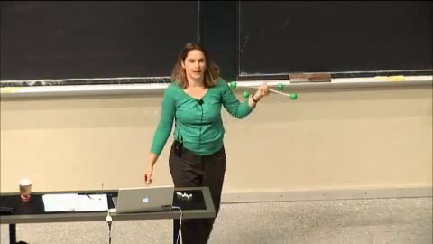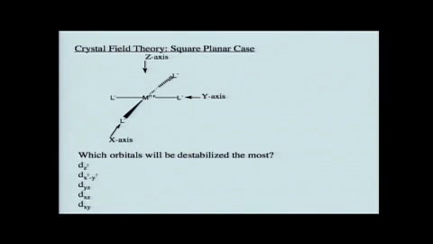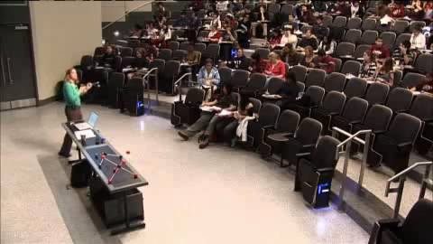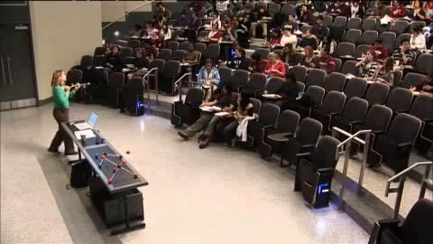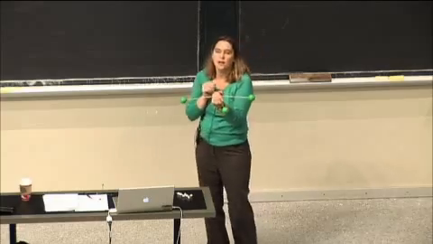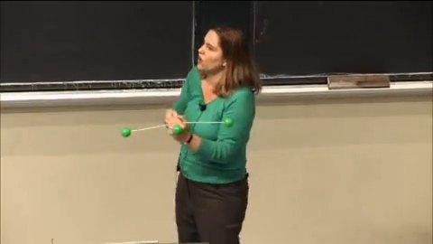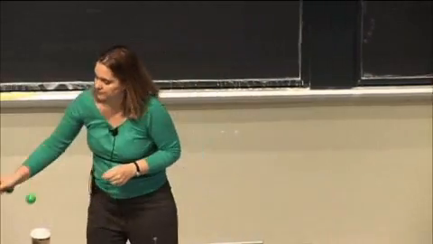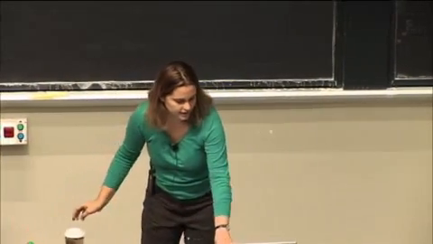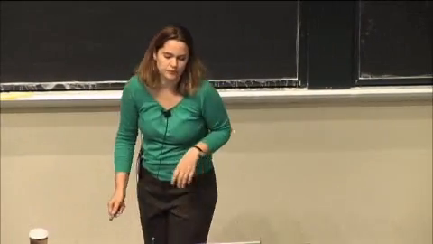What do you predict might be next in terms of most unfavorable? Yeah, the xy one. So these two now are going to be the most destabilized, with dx squared minus y squared being a lot more destabilized than just the xy, because again, those d orbitals are on axis and these ligands are on axis. So let's take a look at all of these again.